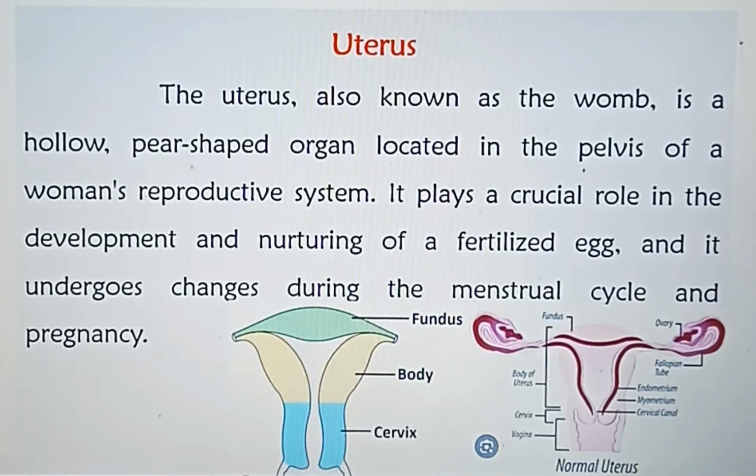Bismillahirrahmanirrahim. Today our topic is uterus. The uterus, also known as the womb, is a hollow, pear-shaped organ located in the pelvis of a woman's reproductive system. It plays a crucial role in the development and nurturing of a fertilized egg, and it undergoes changes during the menstrual cycle and pregnancy.